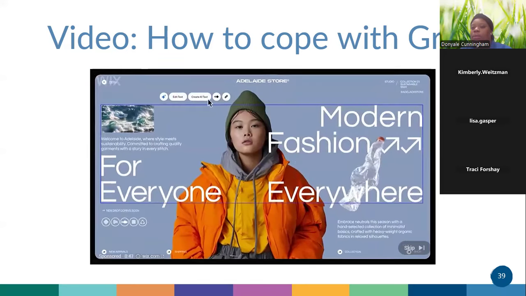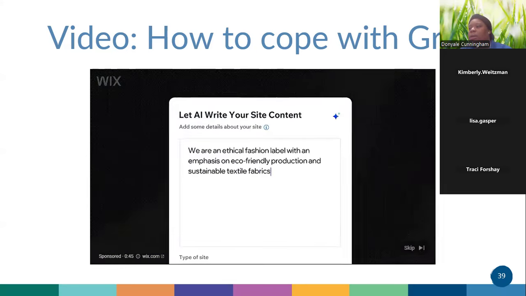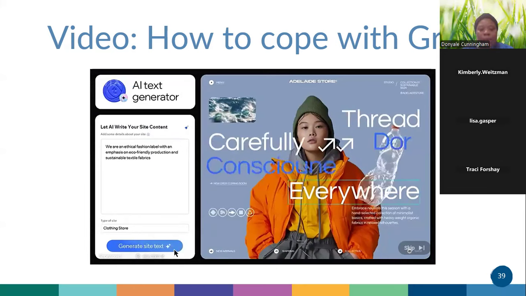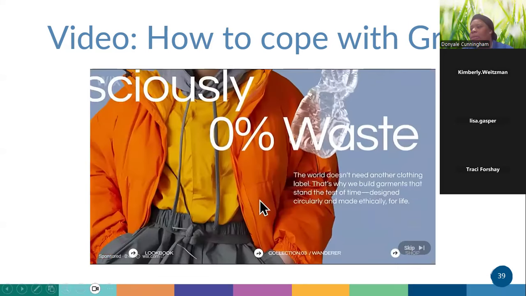Speed up your website copy with an AI text generator that delivers a consistent brand voice to every corner of your site.